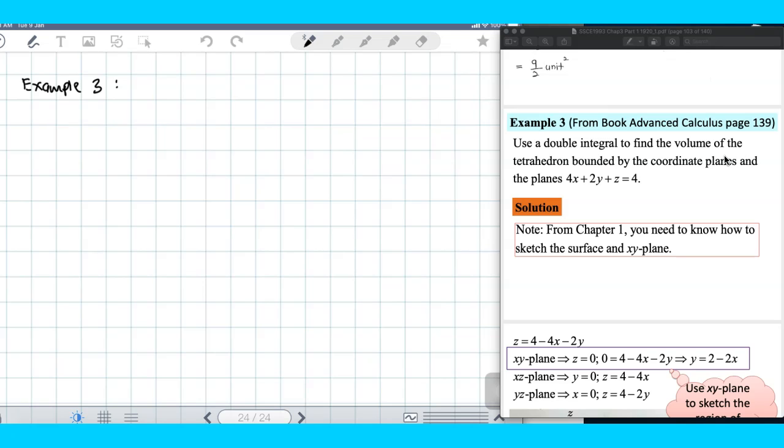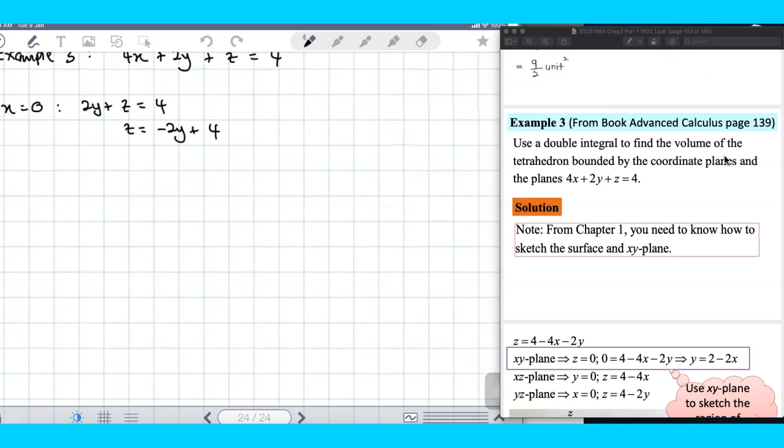The equation of the tetrahedron comes from 4x plus 2y plus z equal to 4. So how can we obtain the tetrahedron? This is about chapter 1. You have to provide the three traces. When x equals 0, we have 2y plus z equals 4, or z equals negative 2y plus 4. So now the graph has a negative slope.